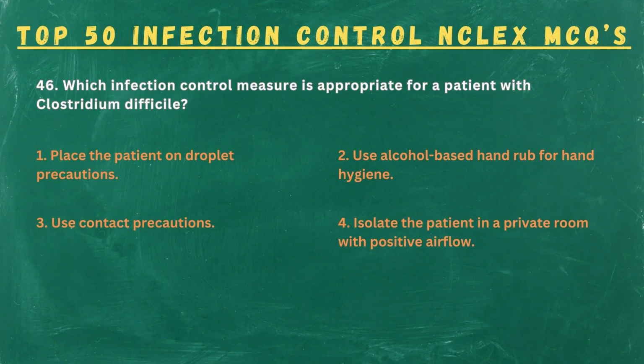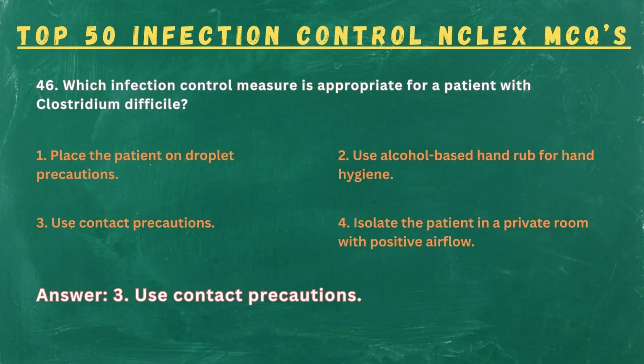46. Which infection control measure is appropriate for a patient with Clostridium difficile? 1. Place the patient on droplet precautions. 2. Use alcohol-based hand rub for hand hygiene. 3. Use contact precautions. 4. Isolate the patient in a private room with positive airflow. Answer: 3. Use contact precautions.